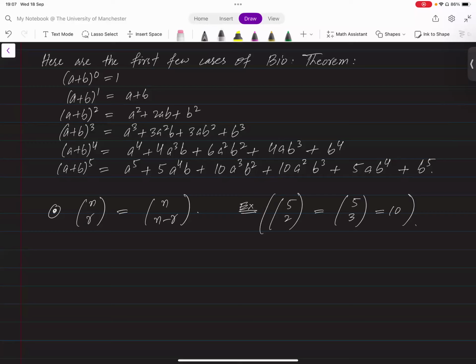Rather, less obvious is the fact that if we write down the coefficients in the above expressions in the following way, it is known as Pascal's triangle.